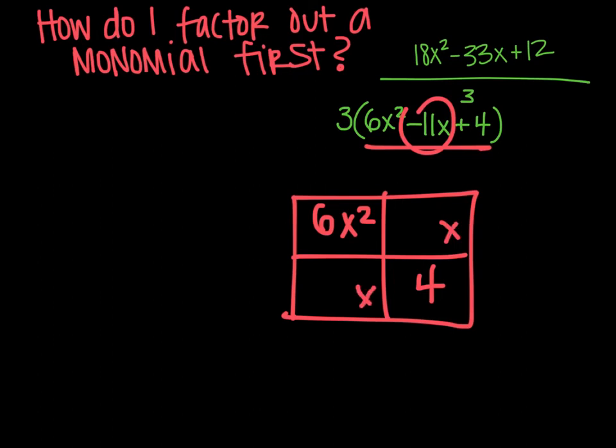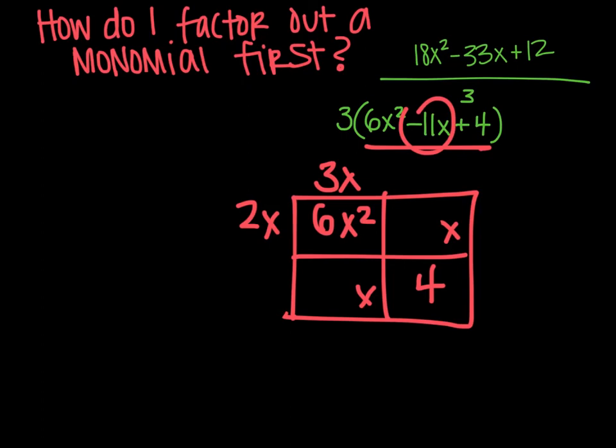So this one has an even coefficient, so there's several more options. So this way, you just got to try it out and see what happens. I'm going to try with 2x and 3x. And then to get 4, let's do 2 and 2. And then 2x times 2 is 4x. This would be 6x. That gives me 10. We need 11. So that's not going to work.